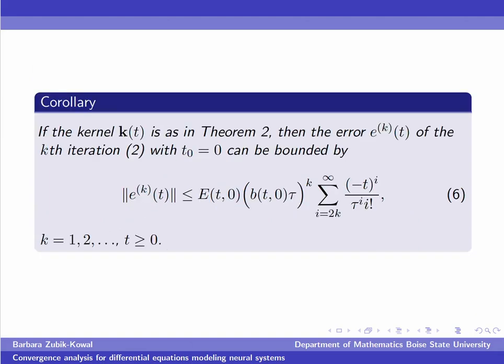Now, the subsequent corollary resulting from theorem 2 is the following. If the kernel bold K is defined as in theorem 2, and additionally, if T0 equals 0, then the error bound is given by inequality 6. Here, the parameter tau is from the interval from 0 to 1, and it's used for the definition of a kernel bold K. The function E at 0 and T represents the error of a starting iterate as before.